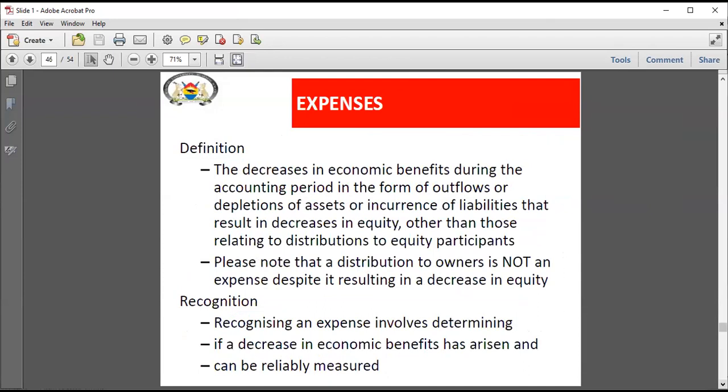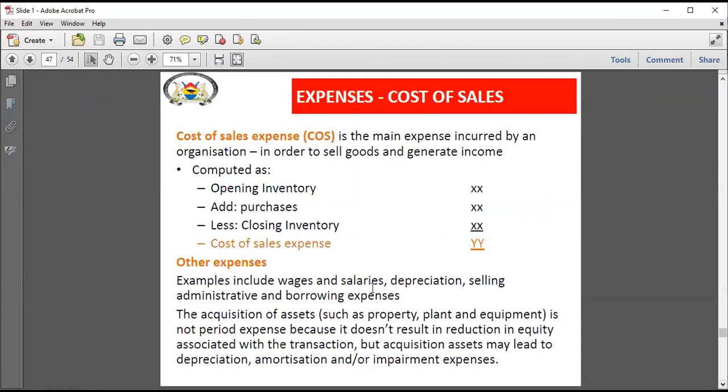So we have expenses, not different from incomes, where this is just a definition according to the conceptual framework. We recognize expenses when there's a decrease in economic benefits, and when we can reliably measure these expenses. It's also good for us to note that expenses do not include a distribution to owners. Distribution to owners is like drawings or dividends. So dividends and drawings are not part of expenses.